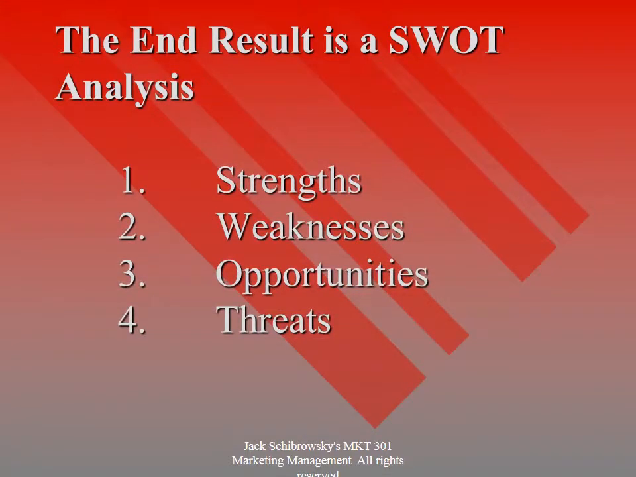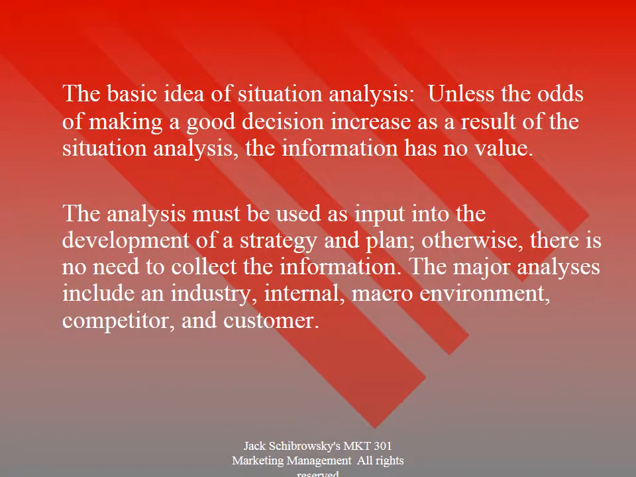The end result is a SWOT: strengths and weaknesses, opportunities and threats. Strengths and weaknesses are internal, opportunities and threats are external. So strengths and weaknesses are based on the internal analysis. Opportunities and threats are based on the customer analysis, the competitor analysis, the industry analysis, and the macro environmental analysis. So now, once we have put the SWOT in place, our next job will be to identify where we want to get to next. Analysis is useless unless the odds of making good decisions increase as a result of the situation analysis.